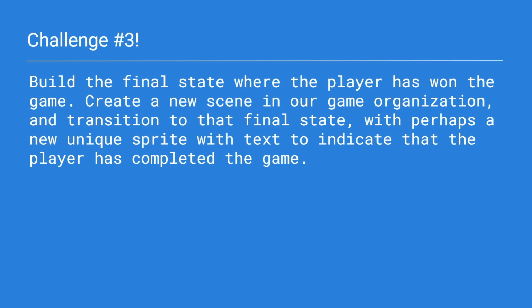The one final thing I'd love to do and have you try to do is to build a final state, a new scene to indicate that the player has actually won the game. He's defeated all the brothers, and we want to have some sort of special artifact for the player to enjoy, and some sort of final state that indicates that there's nothing after that state. So create a new scene in our game organization and transition to that final state at the right moment, with perhaps maybe a unique sprite or an animation or something that moves with some text that indicates that the player has completed the game.